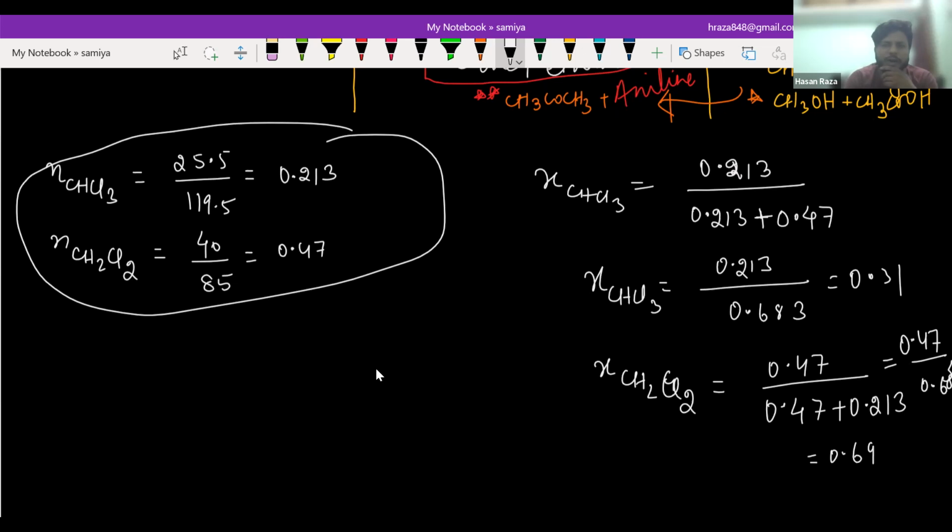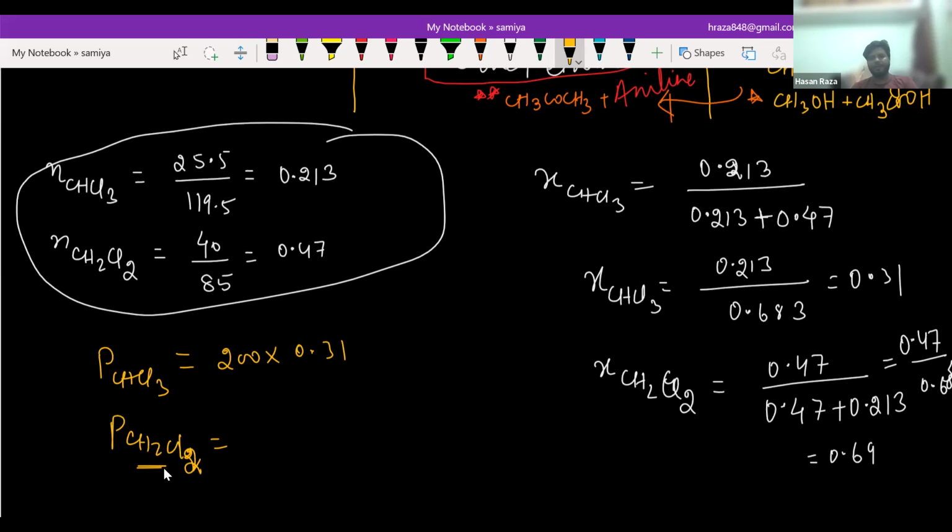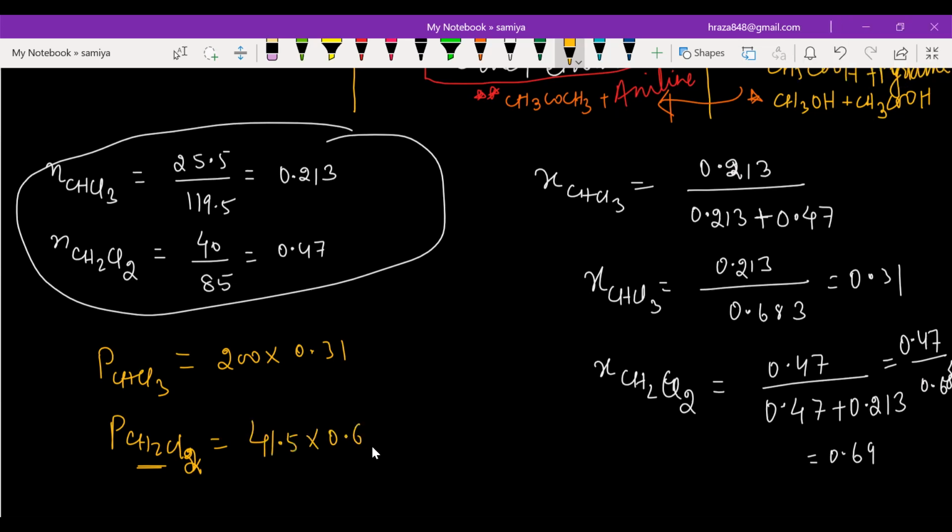Now come to the main point. Partial pressure of chloroform will be pure vapor pressure, which is 200, into mole fraction 0.31. And partial pressure of CH2Cl2: what is the pure pressure of dichloromethane? It was given in the question. Tell me. 41.5 into 0.69. And we need to calculate PT.